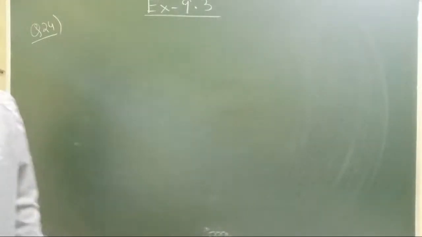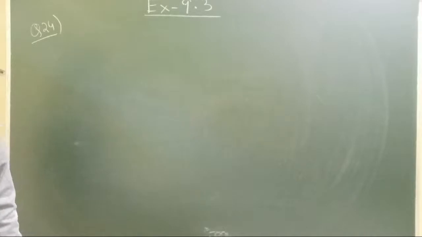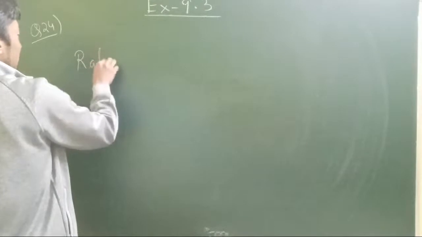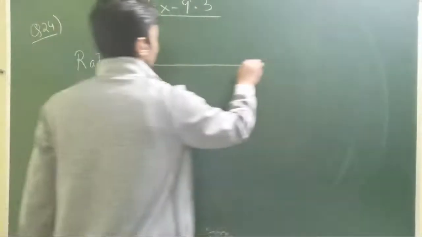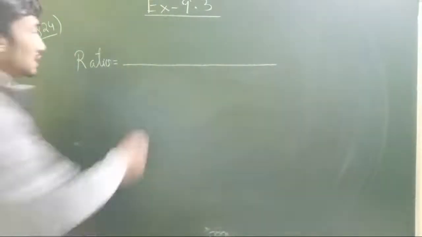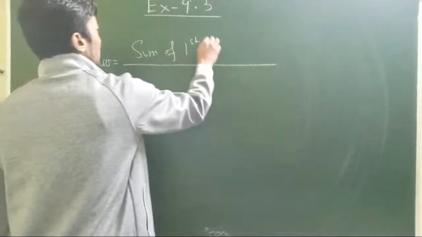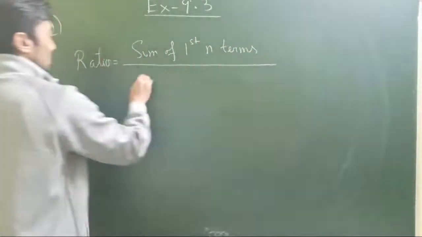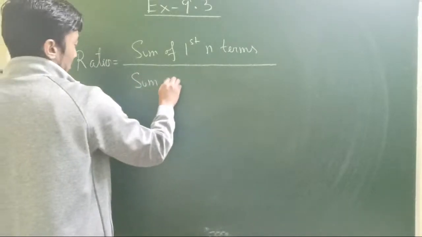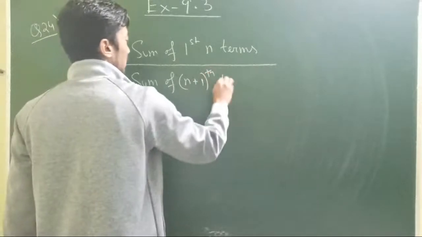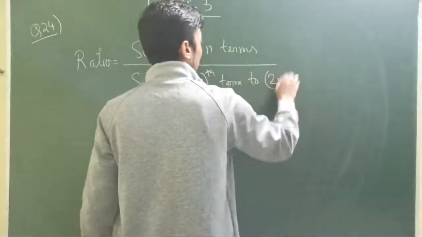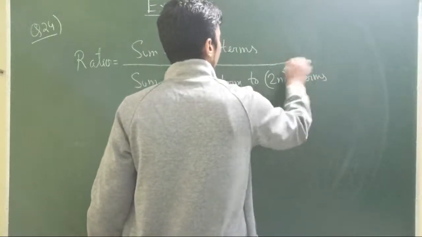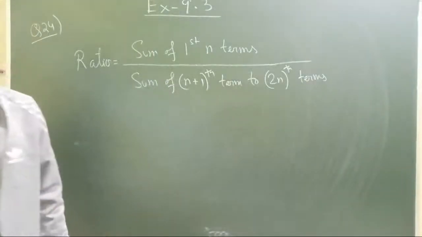Show that the ratio of the sum of first n terms of a GP to the sum of terms from n plus 1 to 2nth term is 1 by r power n. A very simple question. We will go directly. We have to get this ratio, that is the ratio of the sum of first n terms to the sum of the n plus 1th term to the 2nth term. We're supposed to prove that this ratio turns out to be 1 by r power n.